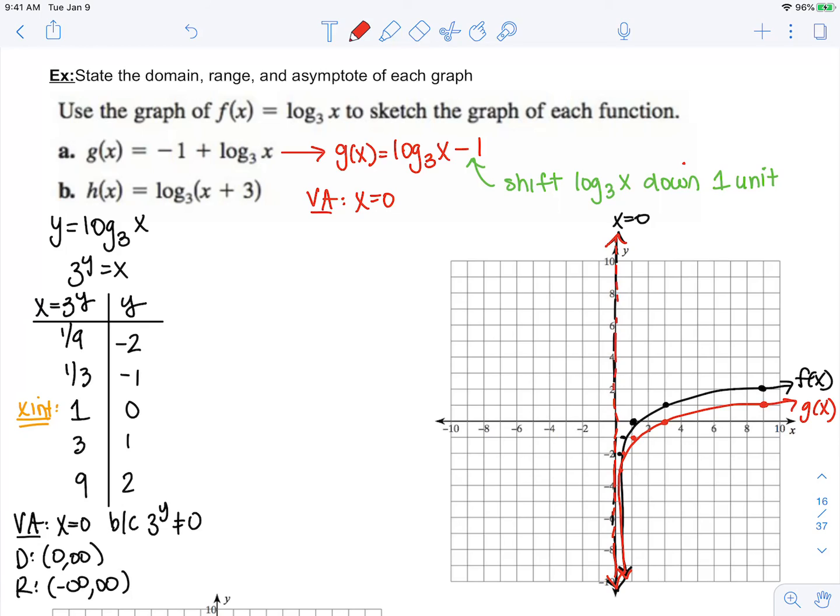And we can see that the domain stays the same, 0 to infinity. And our range doesn't change either because we move down 1, negative infinity to infinity.